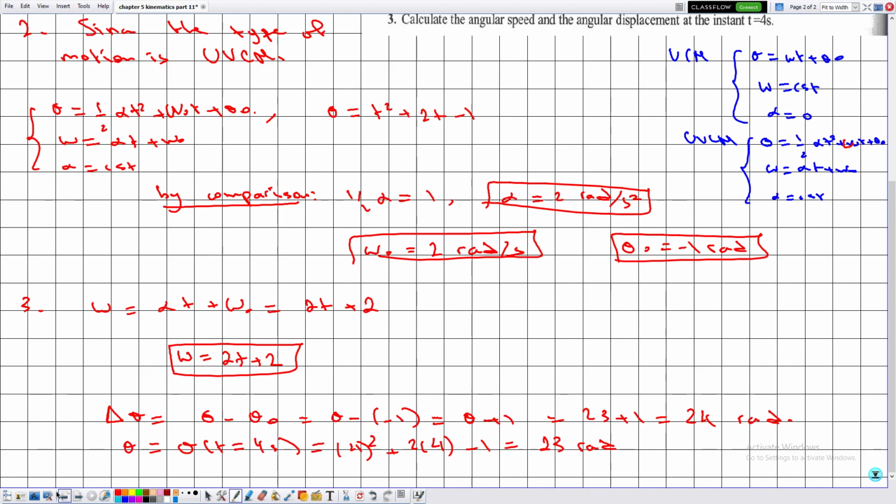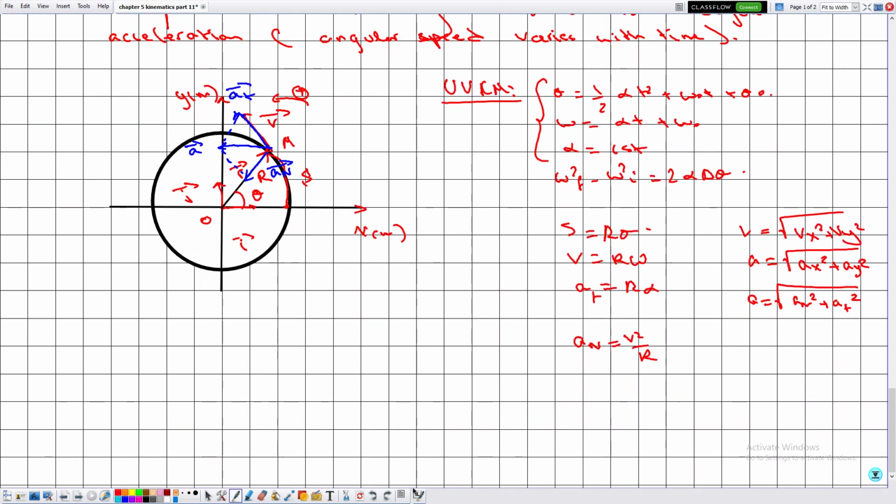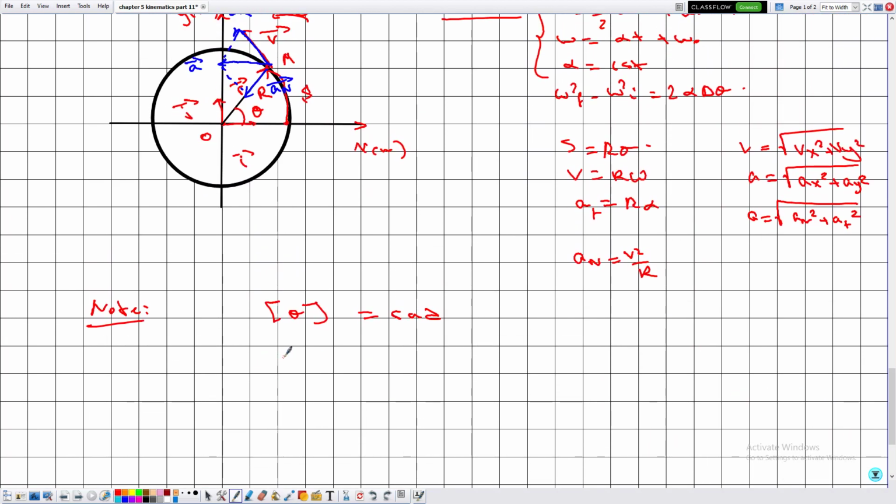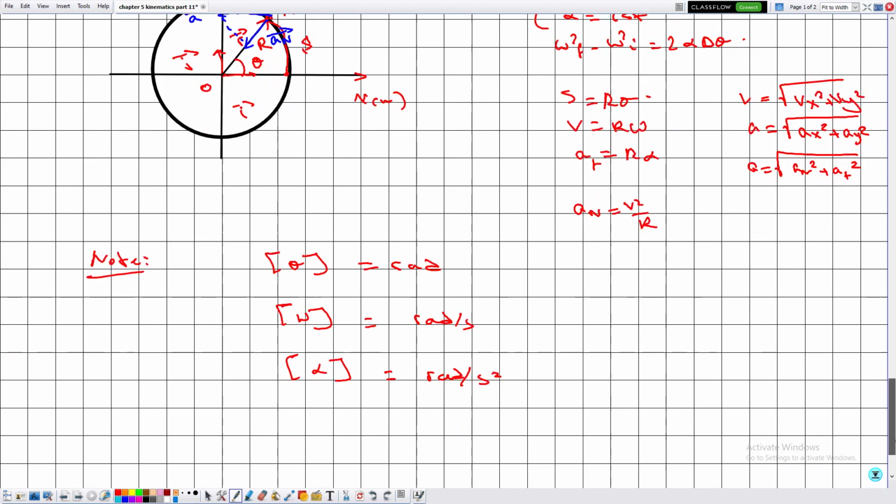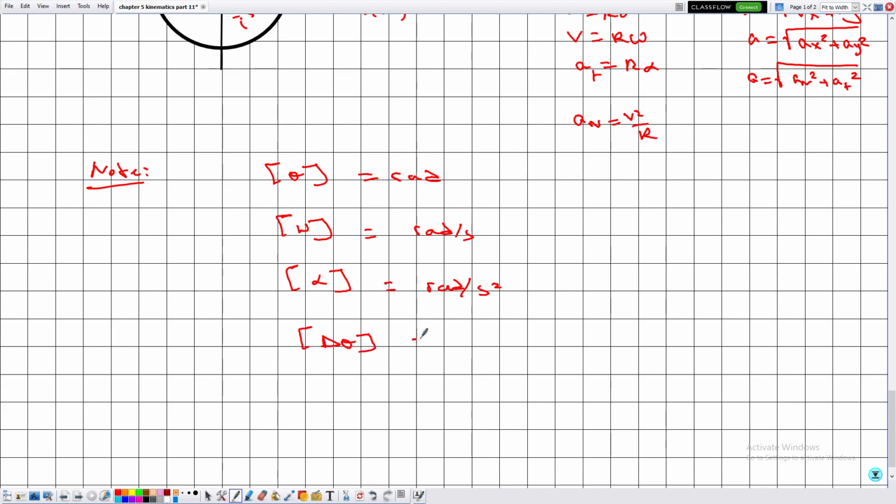Okay, and here let me specify the units of the quantities. So let me say the following note: the brackets represent the unit. The unit of omega is radians per second, the unit of alpha is radians per second squared, the unit of delta theta is radians, the unit of the frequency is hertz, and the unit of the period is second.